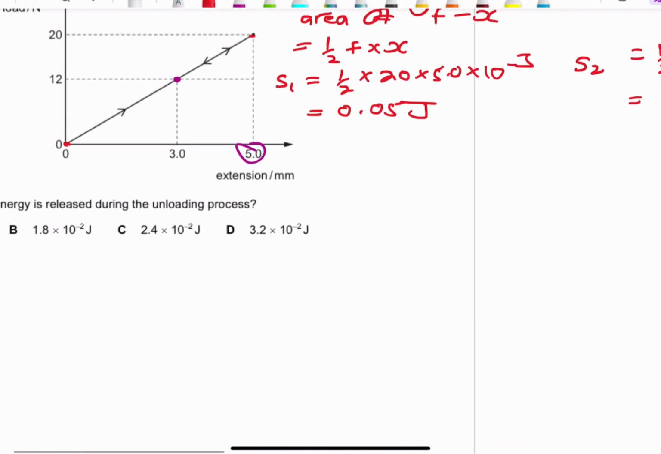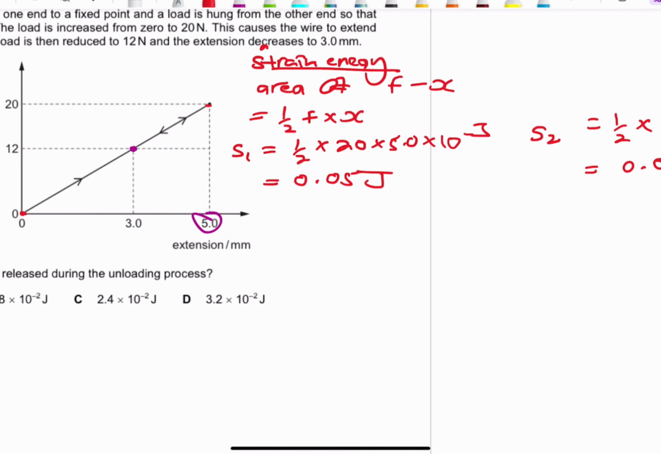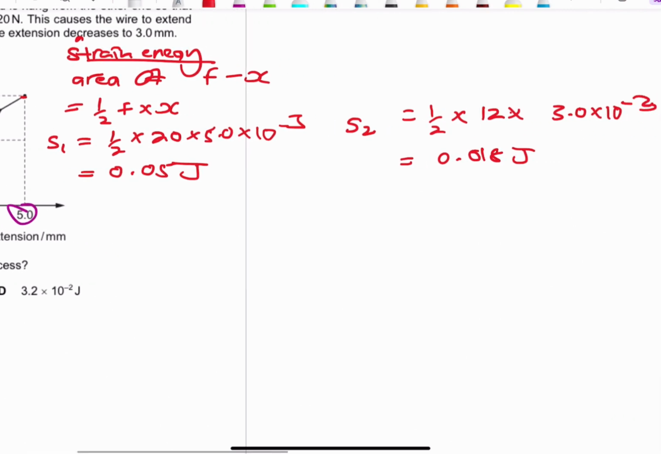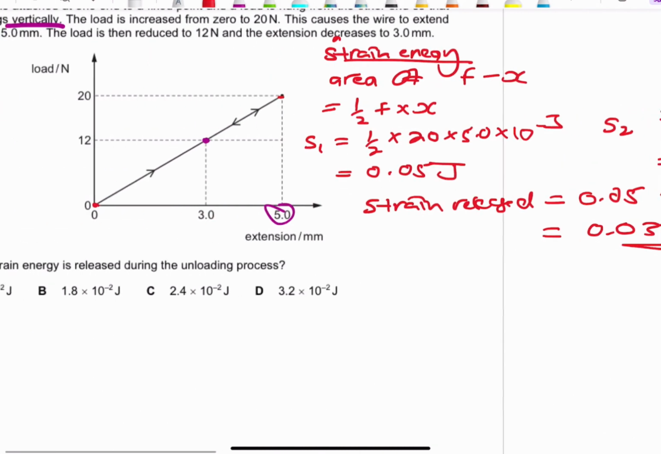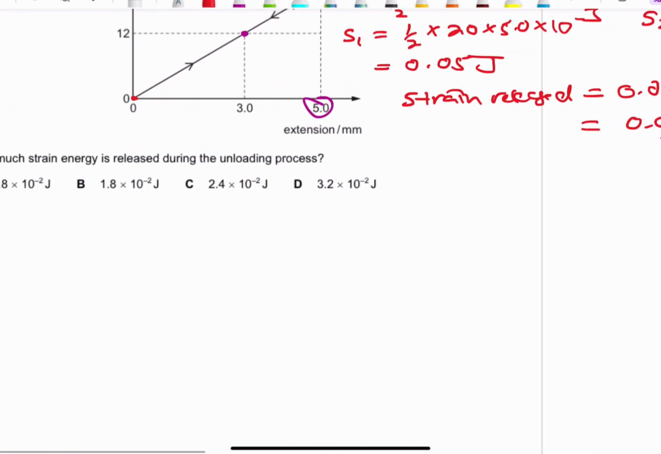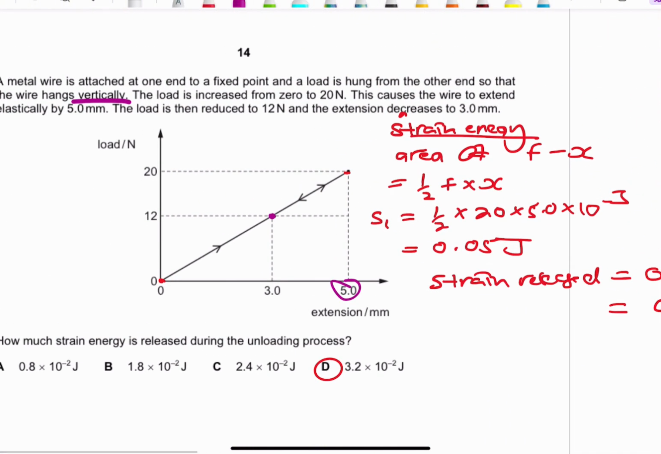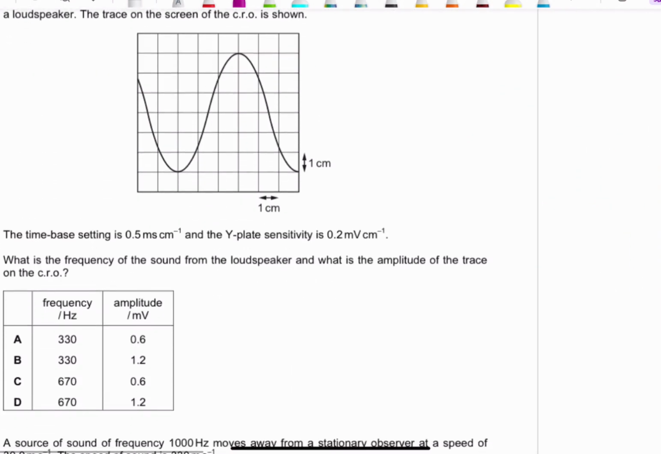So how do I now find the strain energy released? It's the difference. If I had 0.05 at this point, but I've arrived at that point and I have 0.018, the difference of those two has to be the strain energy that I've released. So strain energy released is equivalent to 0.05 subtract 0.018. That's going to give you an answer of 0.032 joules, and the answer is D, because this in standard form is actually 0.032. So very important. Okay, move on to question 22.